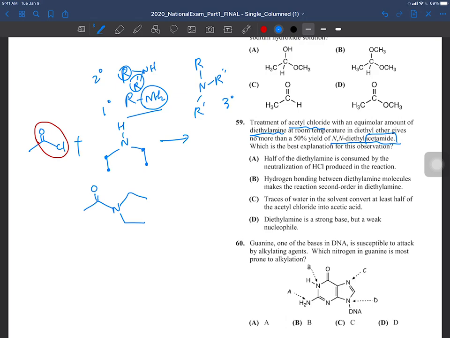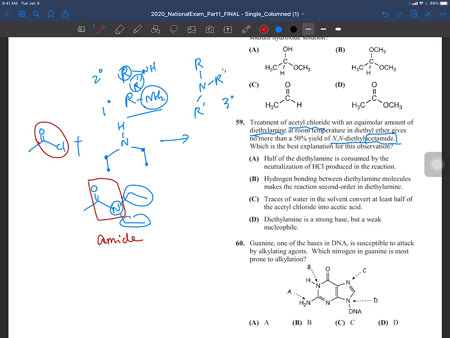This is called N,N-diethyl. So the two ethyl groups are connected to the nitrogen. So this is why it's called N,N-diethylacetamide. So this functional group, the C=O double bond with the nitrogen connected, is called amide. You probably know, connect this with the peptide bonds in proteins, right? That is also a type of amide. So what is the question asking about?